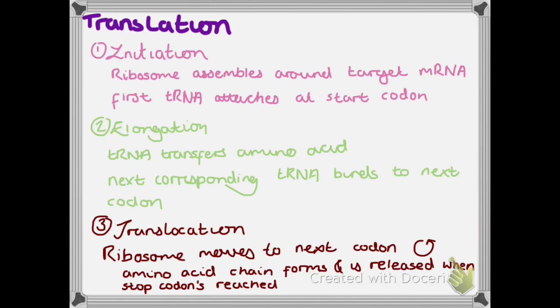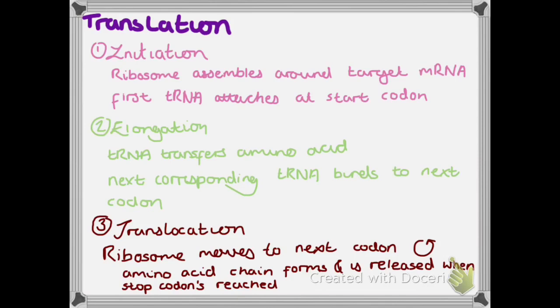This is when the tRNA transfers the amino acid that it's brought, and then the next corresponding complementary tRNA binds as well. Then you have translocation, which is when the ribosome moves along the mRNA chain so that more codons are available for the anticodon of the next tRNA to join. This causes an increase in your amino acid chain as peptide bonds are forming between them as they go along.